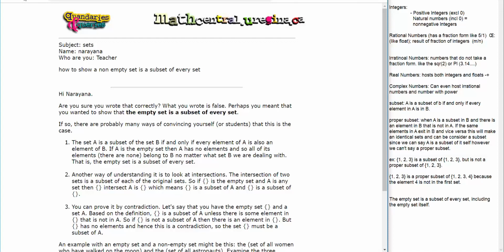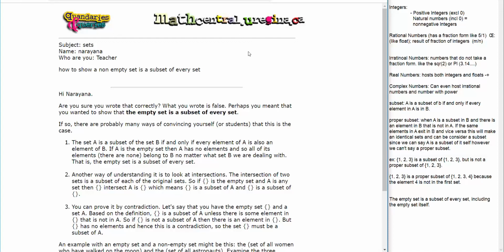Another way of understanding it is to look at intersections. The intersection of two sets is a subset of each. So is the empty set, and A is in any set, which means it's a subset of A. By contradiction, let's say that you have an empty set and a set A. Based on the definition, the empty set is a subset of A unless there is some element that is not in A. There is an element in the empty set that's not in A, but the empty set has no elements. This is a contradiction. So the empty set must be a subset of A.